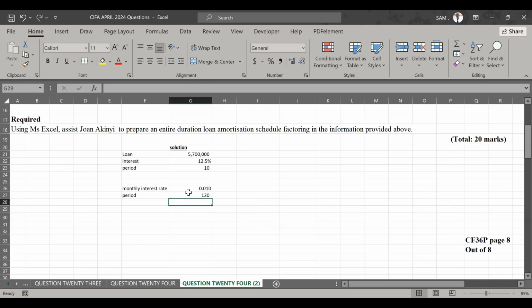So you've secured a loan of 5.7 million. Your monthly rate is 0.01. That is the monthly interest rate. We know what interest is. Interest is the cost of borrowing. Sometimes in the financial statements, they will use the term finance cost. But in terms of loan, when we are doing these loan schedules, they bring the language interest rate, just basically to ensure that you understand what we're talking about. Period is 120. That is the number of months in 10 years.